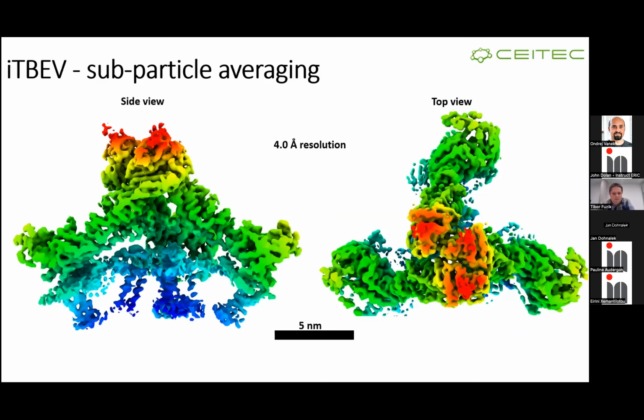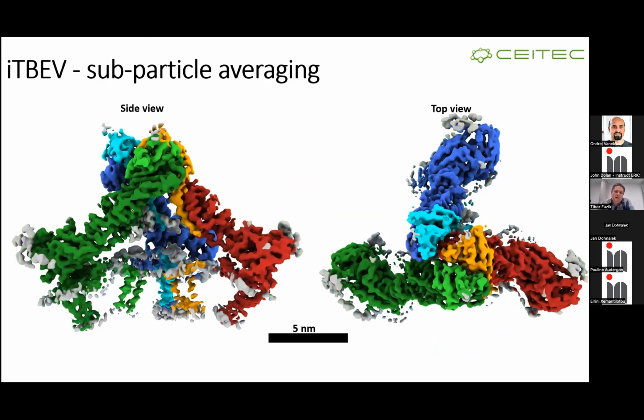Using subparticle averaging, we were able to reach a 4 angstrom resolution, which is not bad, and I would say already a buildable map. Four years ago, we had a very similar resolution for the structure of the mature virus. We can see that this map consists of not only the E proteins, but also the M protein that is sitting on the top of the E protein. So with this lighter color, you can see the PRM domains that are covering the top of the E protein.